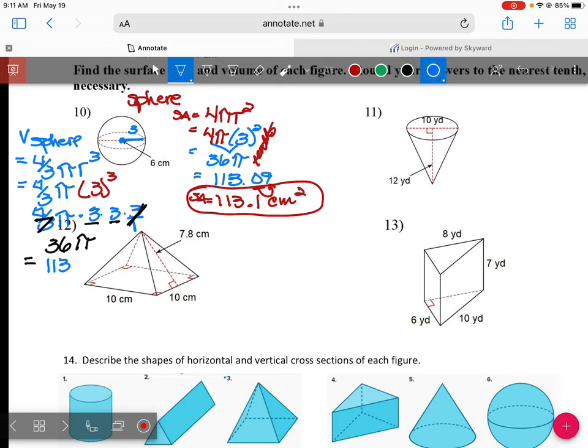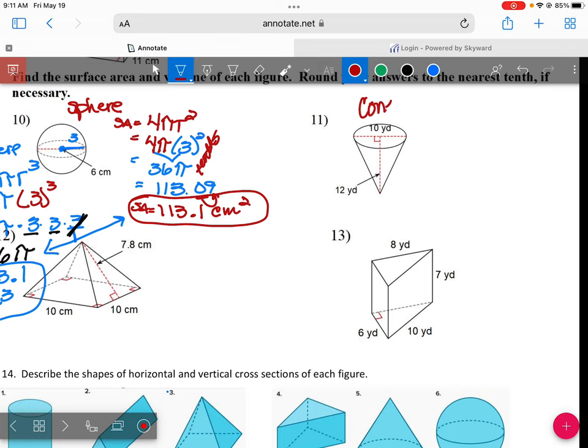So surface area. Actually, and I wish I hadn't said that, but yes, this is a cone. Think of an ice cream cone. It could be right side up.